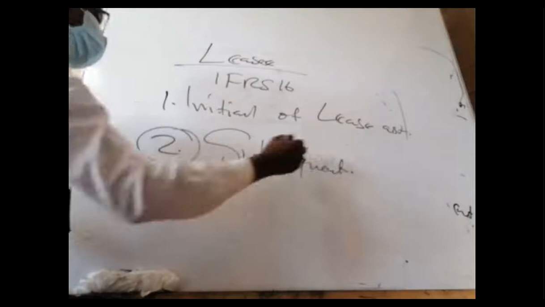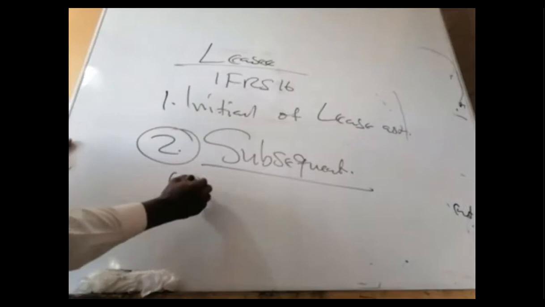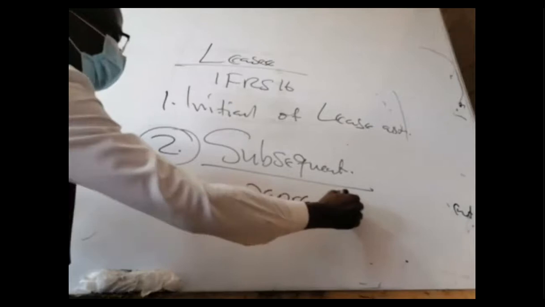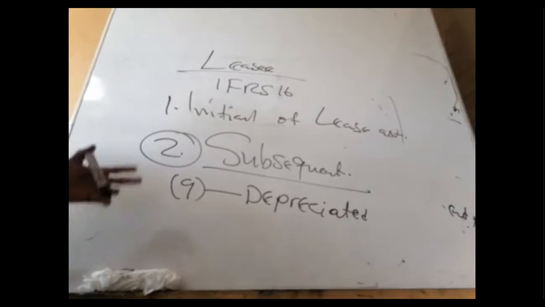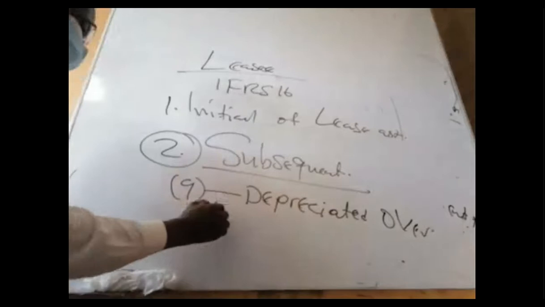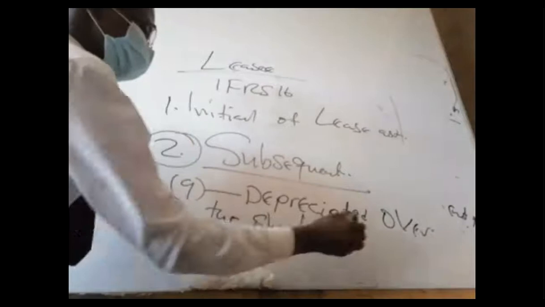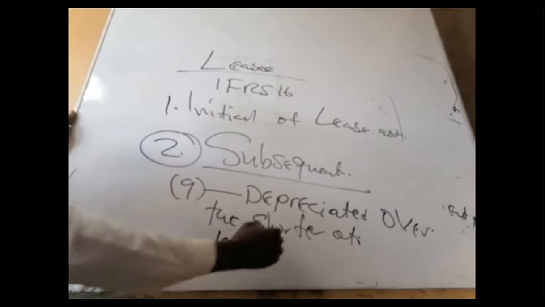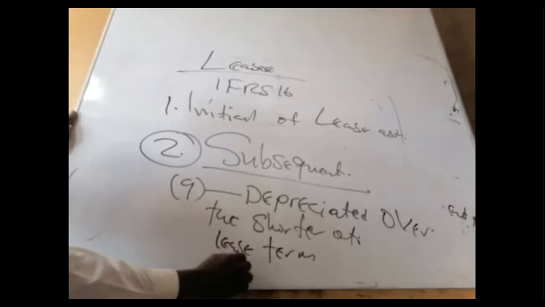A, it talks about the assets. The assets should be depreciated. The asset, or the right of use, should be depreciated over the shorter of the lease term and the asset's useful life. That's all.